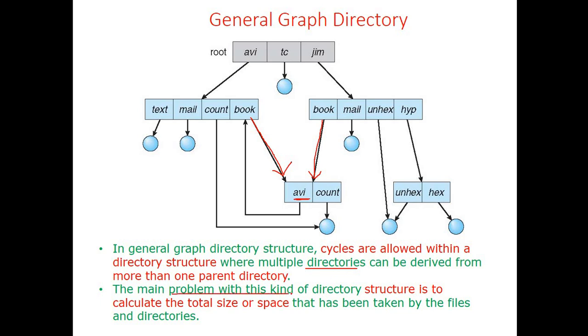The main problem with this kind of directory structure is that it is difficult to calculate the total size or space that has been taken by the files and directories.